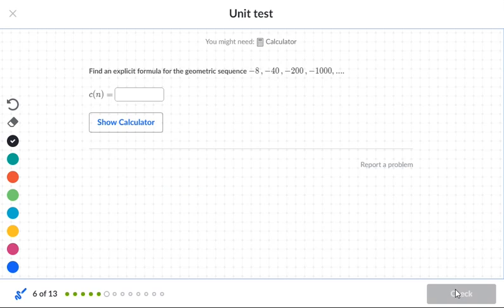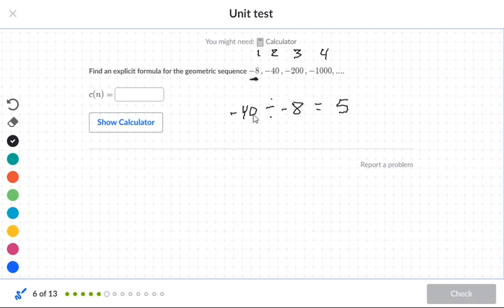Okay, we have the explicit formula for the geometric sequence. So the terms are negative 8, negative 40, negative 200, and negative 1,000. The very first number we start with is negative 8. Now this is multiplication, so we can take negative 40 divided by the first term, negative 8. That gives me a positive 5.